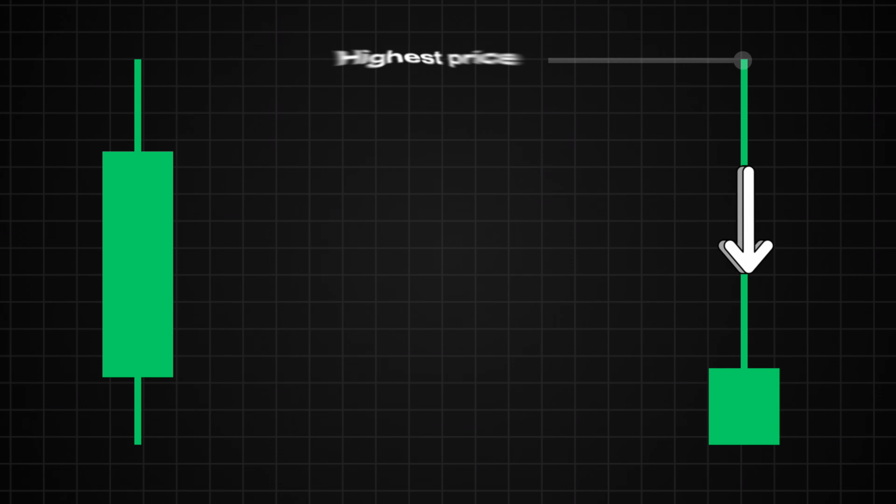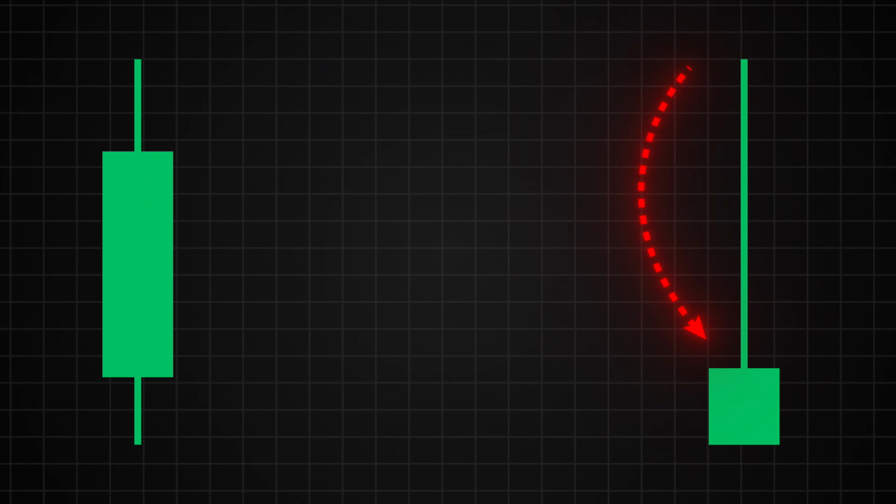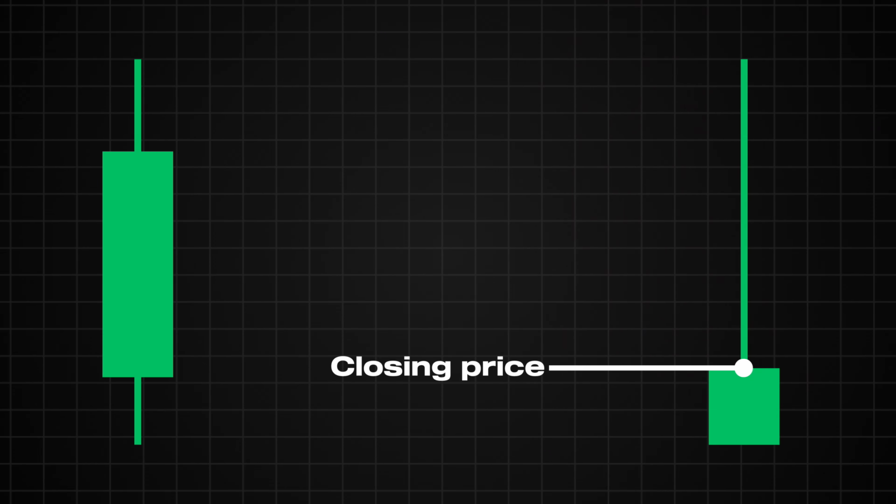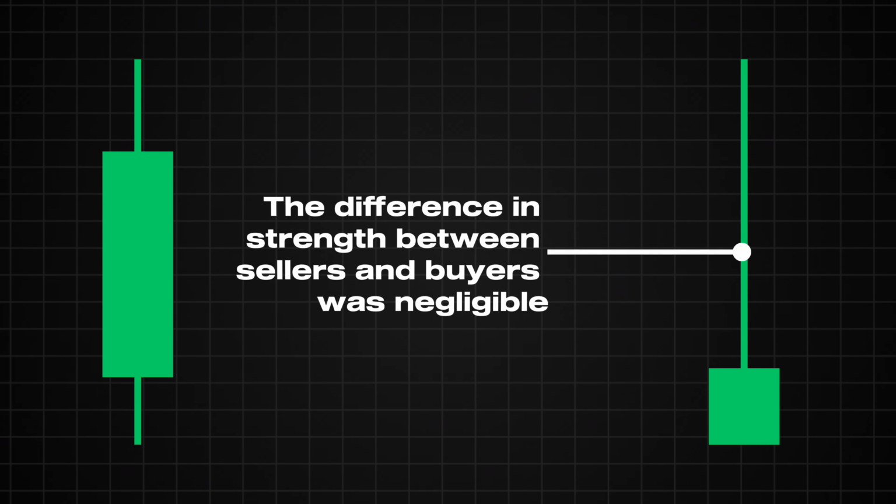But at the top, sellers intervened and pushed the price down. Sellers were strong and almost completely covered the distance back to the opening price, but buyers barely managed to close the price above the opening. In this case, we see that buyers were stronger than sellers, but the difference in their strength was minimal.